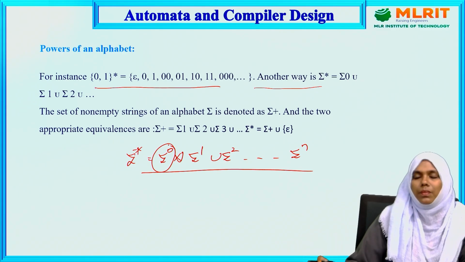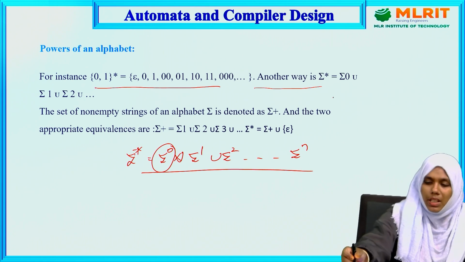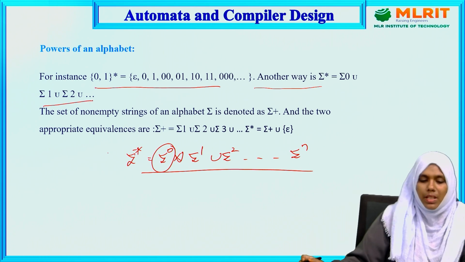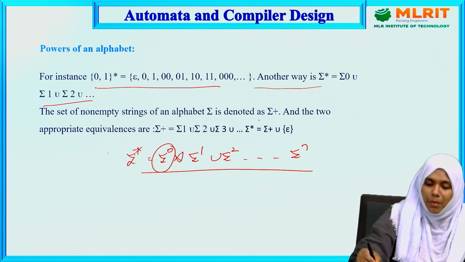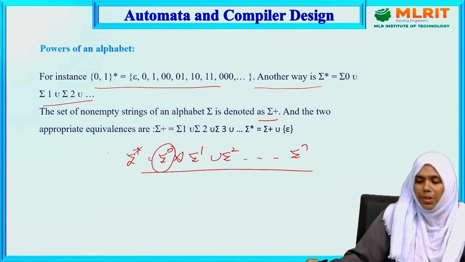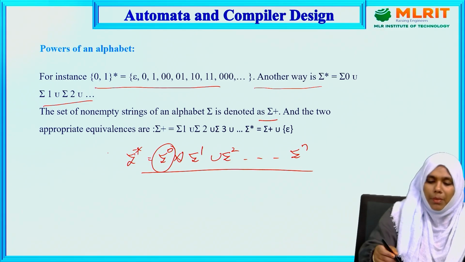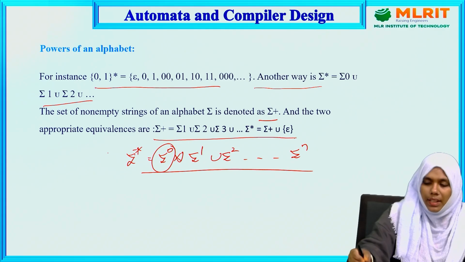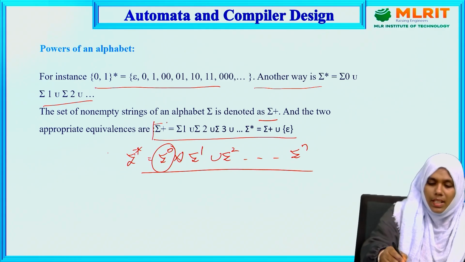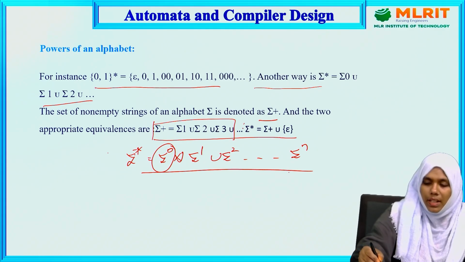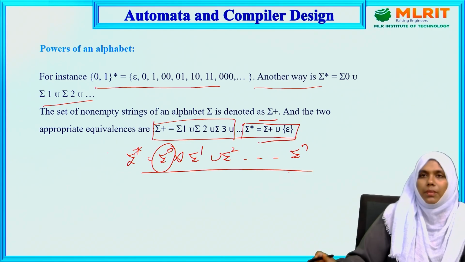So it is unlimited, it is not definite, it is indefinite. So that can be written in this way. That means the set of non-empty strings over an alphabet Σ is denoted as Σ power plus. Σ power plus is nothing but the positive closure property, and this is the closure property.